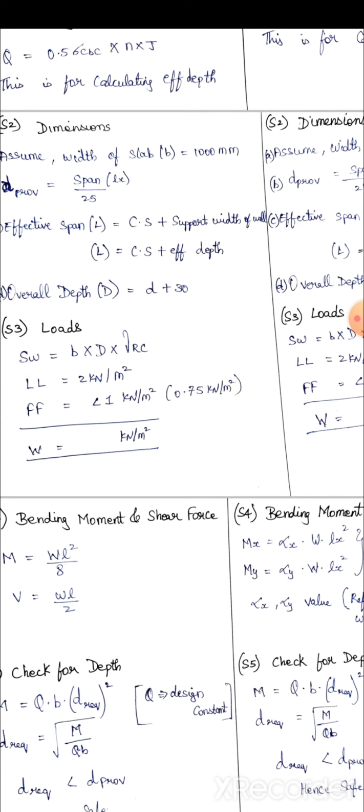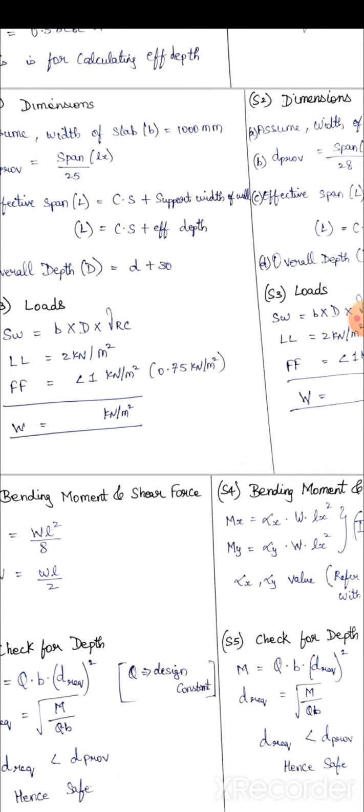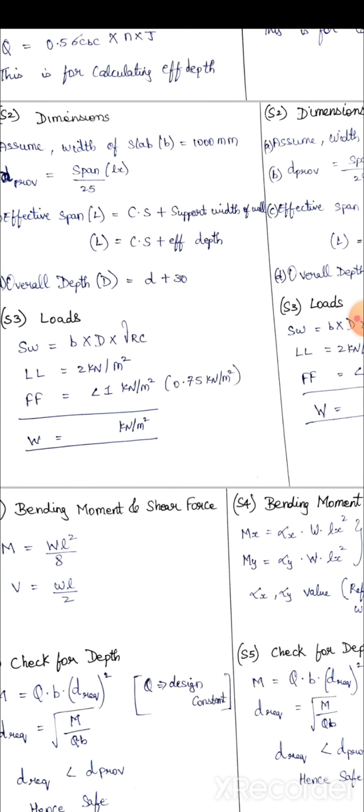Next, effective span. There are two types of formula for effective span. First is clear span plus support width. Next, clear span plus effective depth. Whichever is lesser, we'll take it as effective span. Next, overall depth. Overall depth equal to depth provided plus clear cover 30. This is for one-way slab.